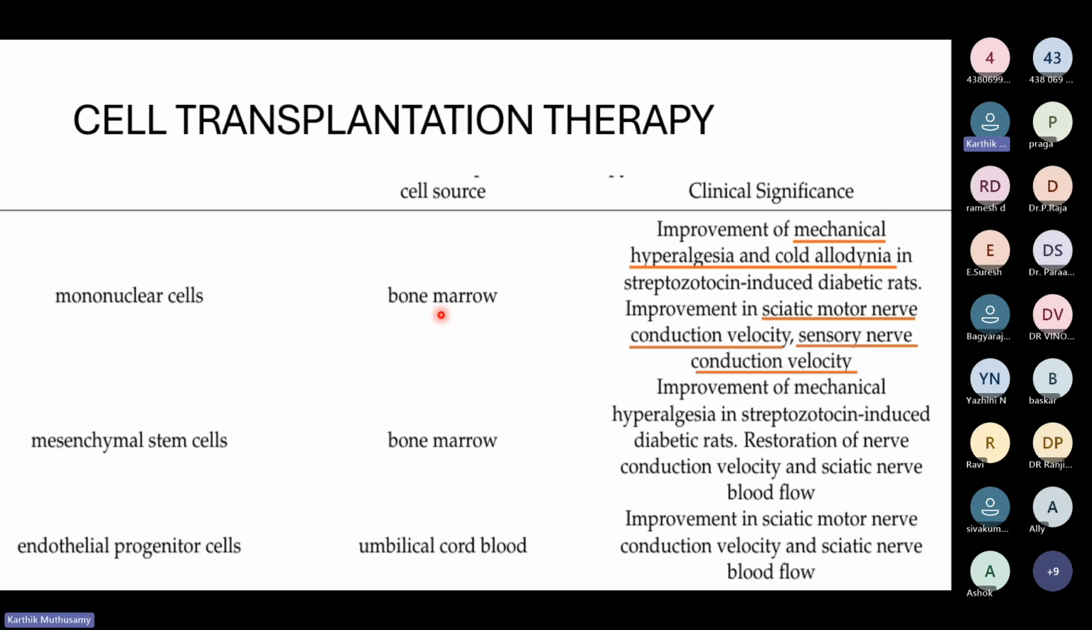The mesenchymal stem cells are derived from the bone marrow. It causes improvement of the mechanical hyperalgesia, and it also restores the function of nerve conduction velocity and sciatic nerve blood flow in animal studies. And the last one, endothelial progenitor cells, is derived from the umbilical cord blood. It causes improvement in the sciatic motor nerve conduction velocity and sciatic nerve blood flow.